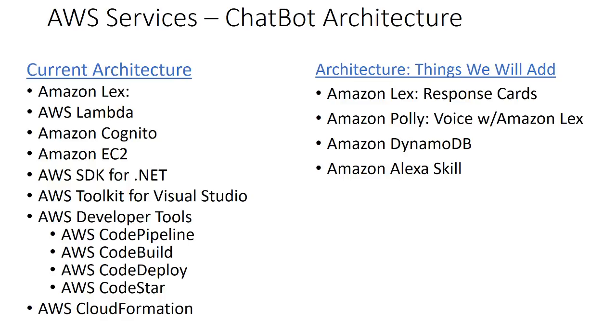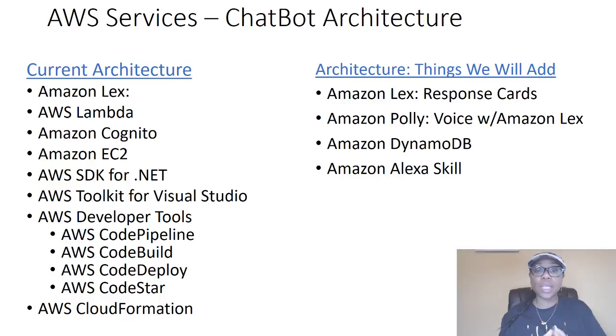So if you're looking at the slide here, this is the architecture or the technology that we're going to use for this chatbot. So if you look here, I talked about using Lex, I talked about using Lambda, I talked about using Cognito. Again, we're going to use EC2 for that. We are going to use some core technologies that I hope you all know about. We have the AWS SDK for .NET. We have the AWS Toolkit for Visual Studio.